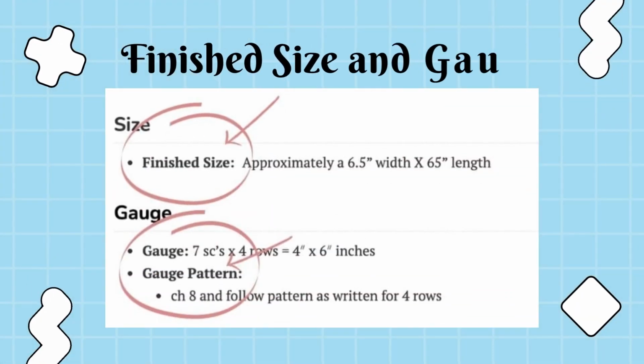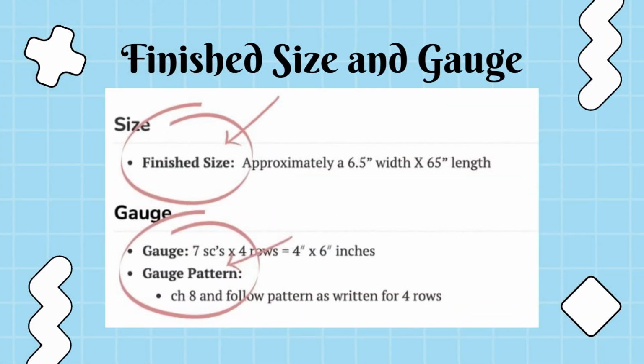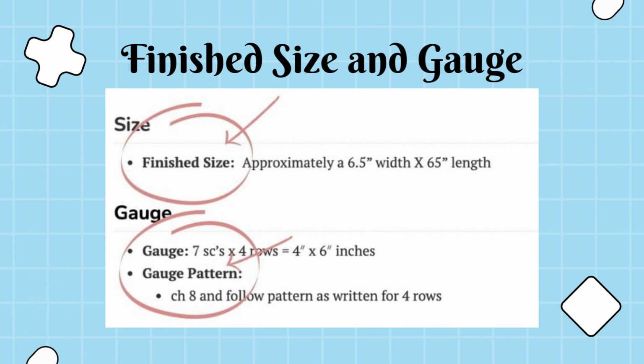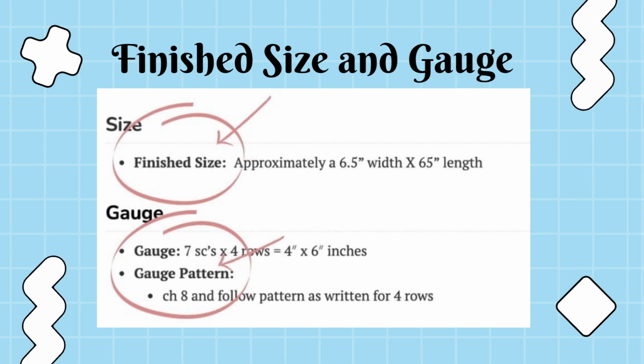We have the finished size and gauge section. This part tells you the dimensions of the finished item and, if applicable, various sizes, especially for garments. To ensure your project matches the specified size, create a gauge swatch. The gauge swatch helps determine if your stitches are the correct size. Adjust your crochet hook size if needed to match the recommended gauge.